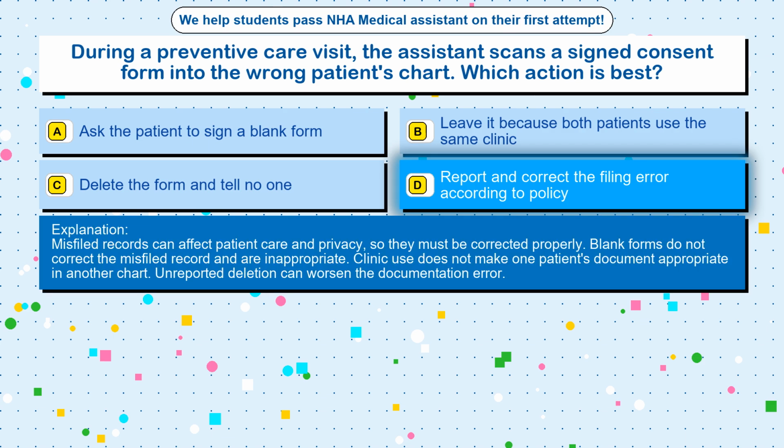Misfiled records can affect patient care and privacy, so they must be corrected properly. Blank forms do not correct the misfiled record and are inappropriate. Clinic use does not make one patient's document appropriate in another chart. Unreported deletion can worsen the documentation error.